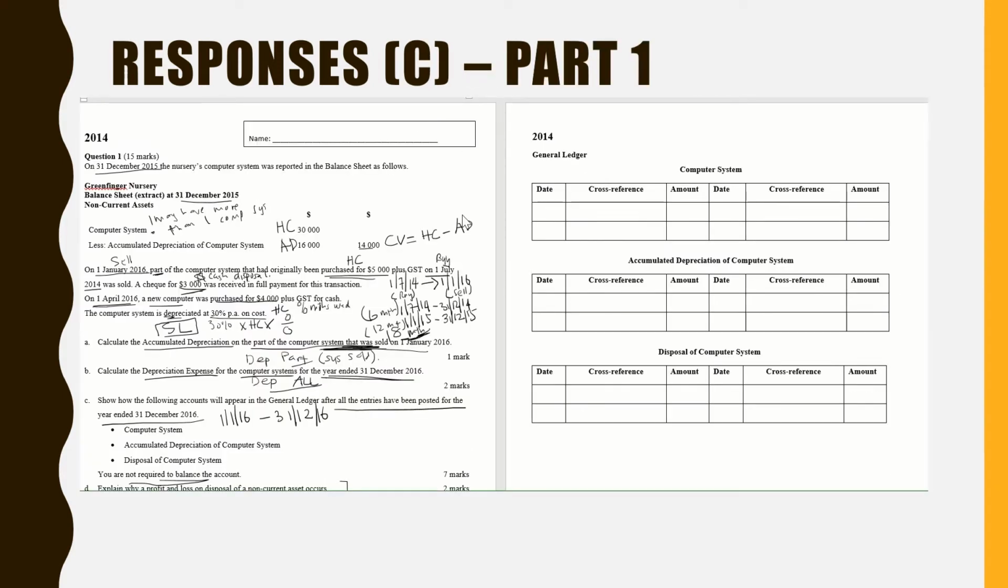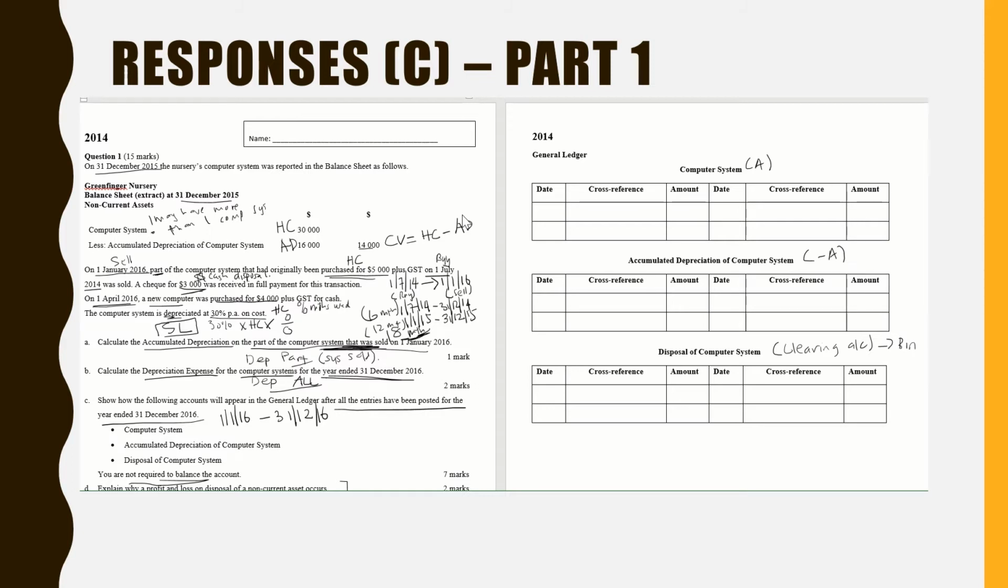Okay, so question C requires us to show how the following ledger accounts will look after all the entries have been posted for the year ended 31st of December. So we are given the computer system, which is an asset account, the accumulated depreciation, which is a negative asset, and disposal of computer system, which is a clearing account. And remember how I always say, this is like the bin account. We're just throwing out the old asset into this account, and we can work out profit or loss from the disposal using this account here.